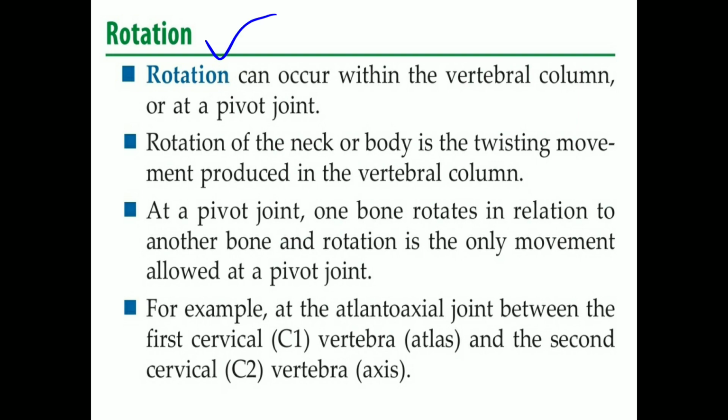And let's next discuss rotation. Rotation can occur in the vertebral column or at a pivot joint. Rotation of the neck or the body is a twisting movement produced in the vertebral column. The twisting movement produced in the vertebral column causes the trunk of the body to rotate. At a pivot joint, one of the bones rotates in relation to another bone. Rotation is the only movement allowed at a pivot joint.